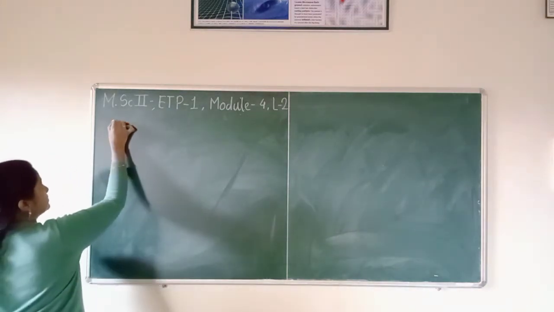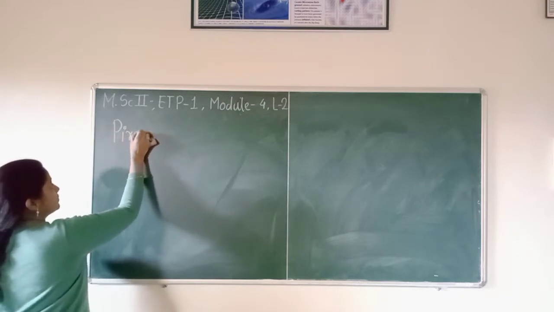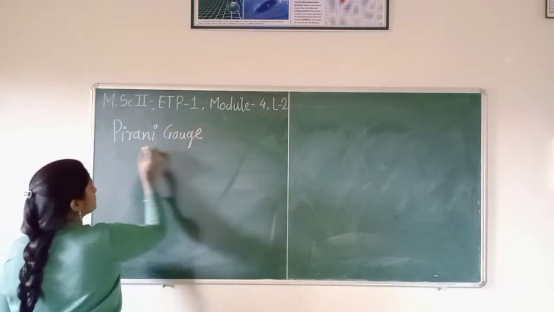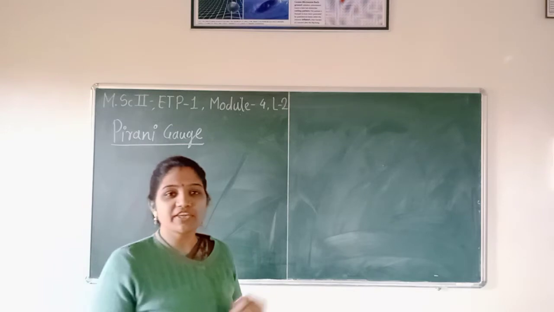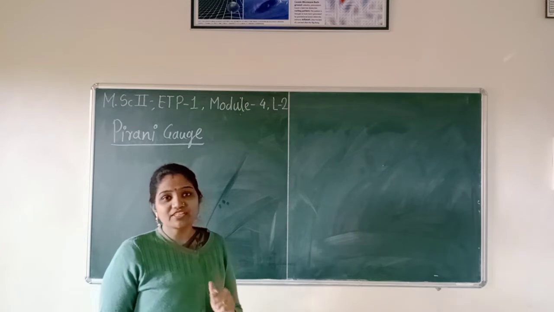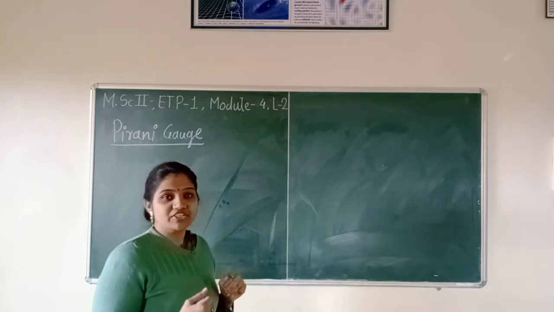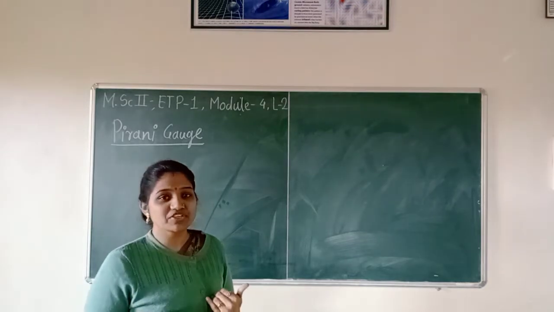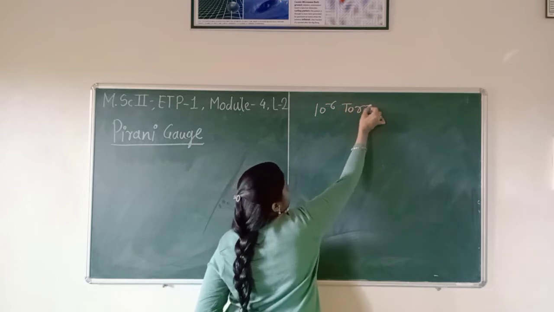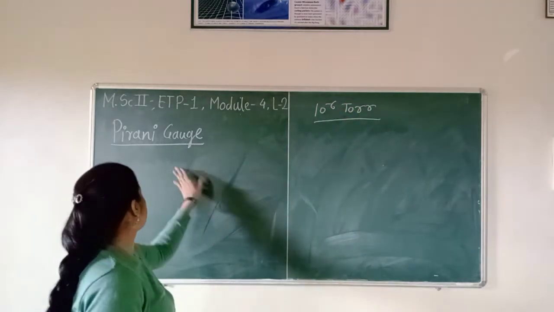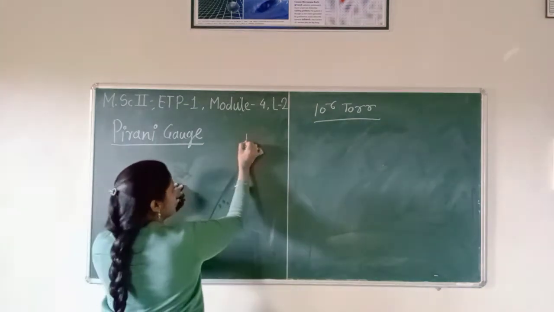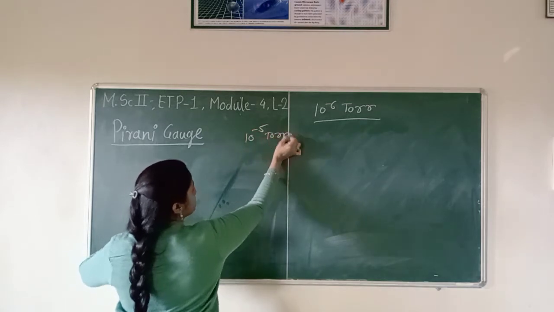Pirani gauge. In today's lecture, we are going to study Pirani gauge. Now, as we studied in the last lecture, McLeod gauge measures the low vacuum pressure up to the range 10 to the power minus 6 torr. And similarly, Pirani gauge is also used to measure the low vacuum pressure, up to the range 10 to the power minus 5 torr.